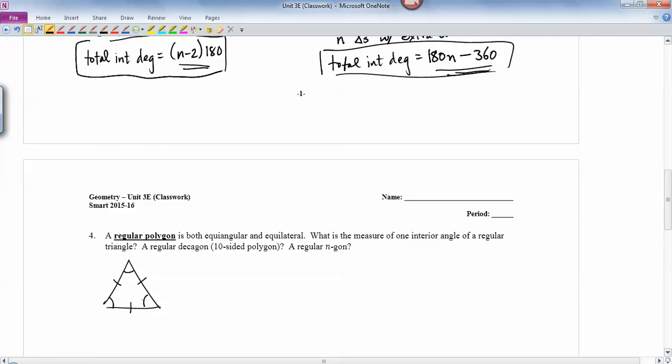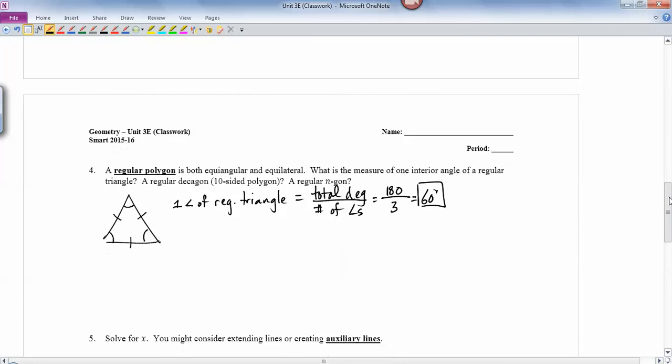So if all the angles are the same, then one angle of a regular triangle, well, if I take the total degrees and divide it by the number of angles I have, then I should get what one angle is. So the total degrees we already know is 180. So if I divide it by the number of angles, which is 3, I'll get 60 degrees per angle. Which, you know, I realize that's a little more complicated than you need to make it, but that's so that we can do the next part.